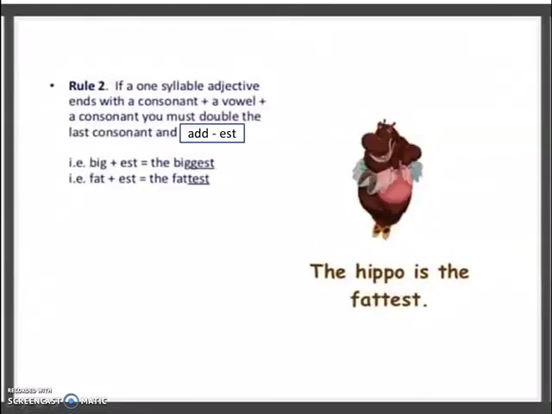Rule number 2. If a one-syllable adjective ends with a consonant, a vowel, a consonant, you must double the last consonant and add est. Big, fat, we are going to double the consonant because we have vowel letters before them. The hippo is the fattest. Rule number 2 is the same as rule number 2 in the comparative adjectives, but the difference is that we add est instead of er and than.